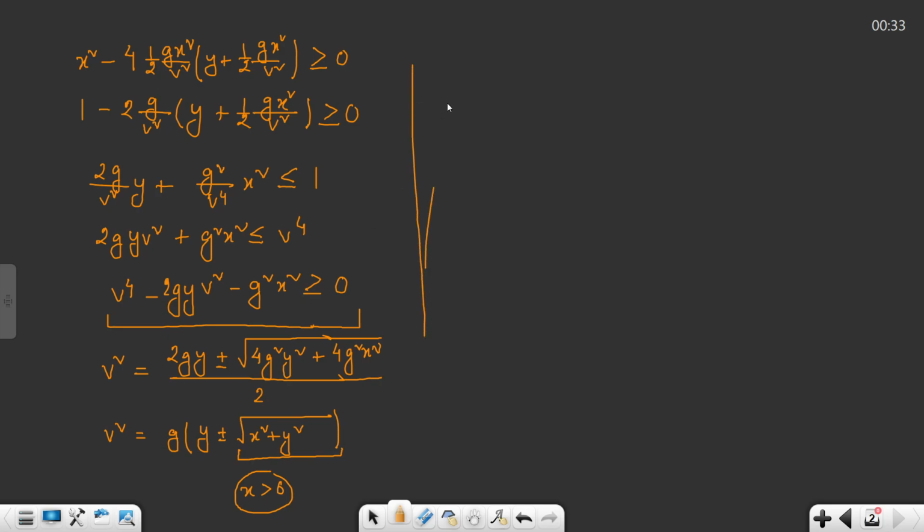Okay, so what we are getting is v equals the square root of g times y plus the square root of x squared plus y squared. Okay, so that is the minimum velocity for which we will be getting the requirement fulfilled.